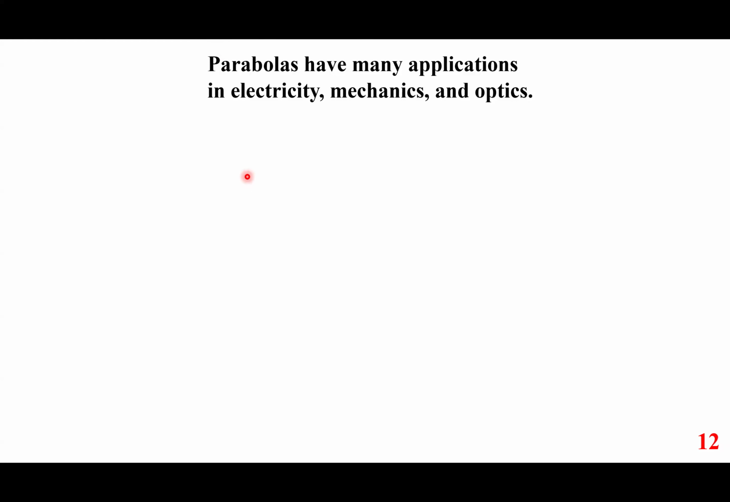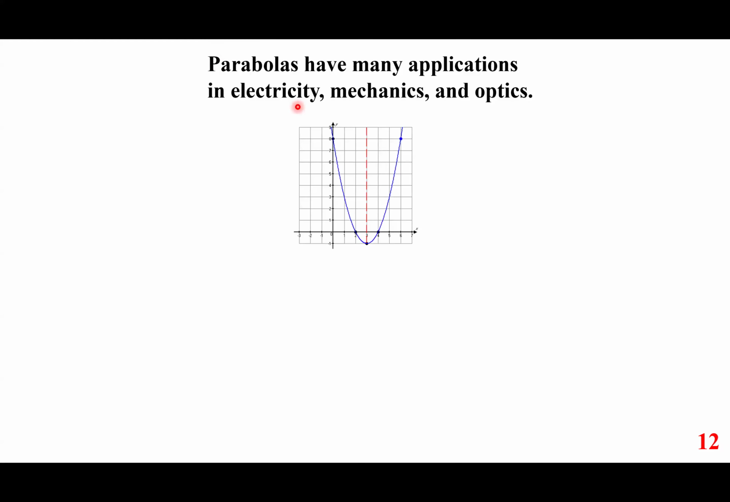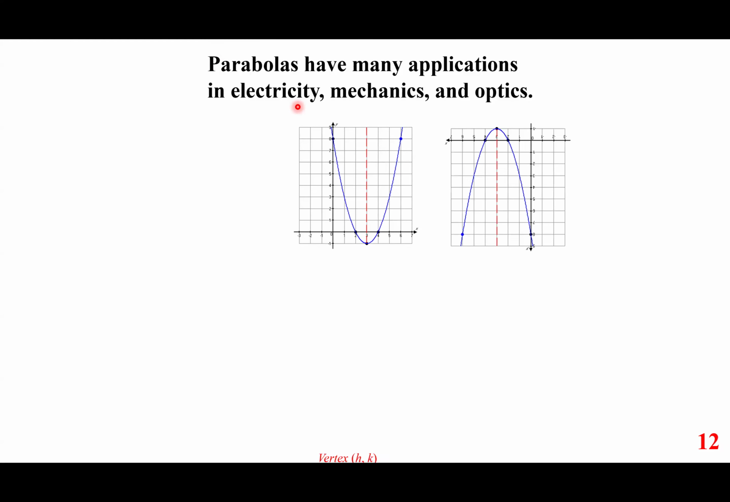Parabolas have many applications in electricity, mechanics, and optics. The vertex is located at (h, k). This one opens up. This one opens down. And x equals h is the axis of symmetry when it opens up or down.